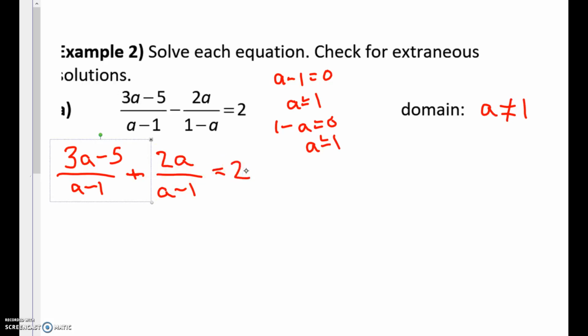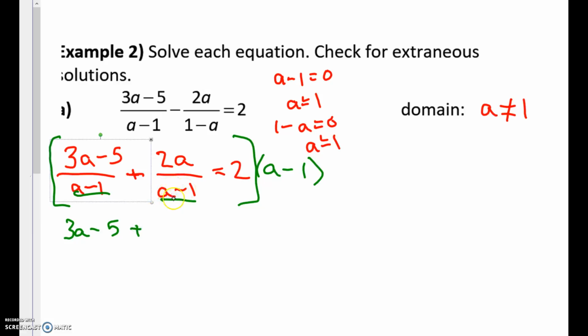Now, my least common denominator here is the value a minus 1. It happens to be in both of those. So I'm going to multiply everything in this equation by a minus 1. Now, the nice thing is, on the left-hand side of the equation, the a minus 1s will cancel with both of those. So we are just left with, right here, 3a minus 5 plus, again, the a minus 1 would cancel with the a minus 1, so I've got 2a equals, however, over here, nothing cancels, so it'd be 2 times a minus 1. So I get, over on this side, 3a and 2a is 5a.